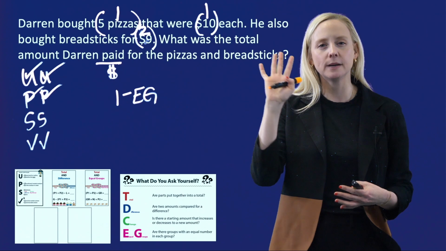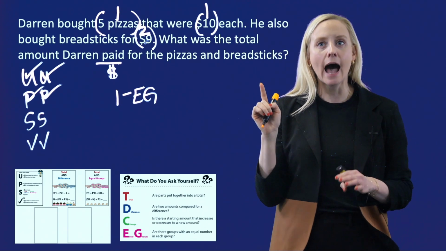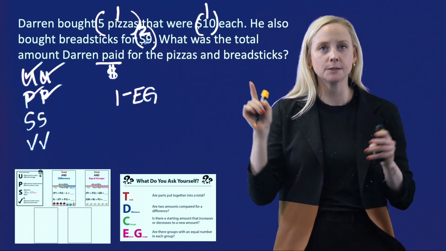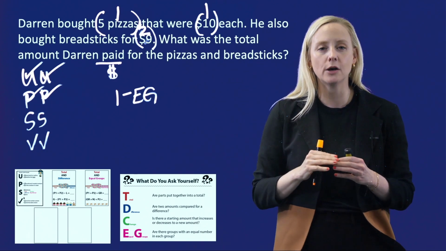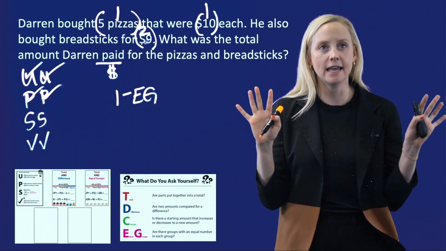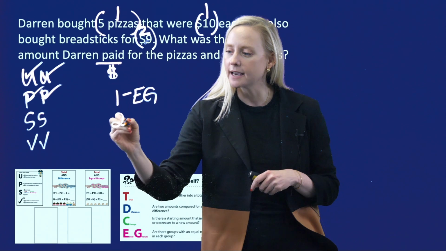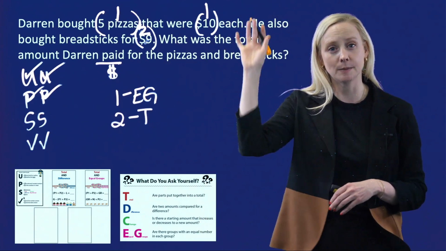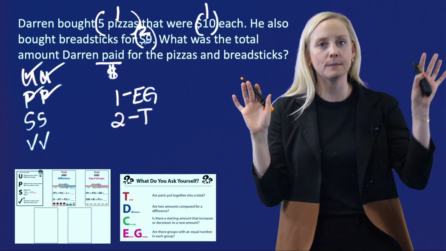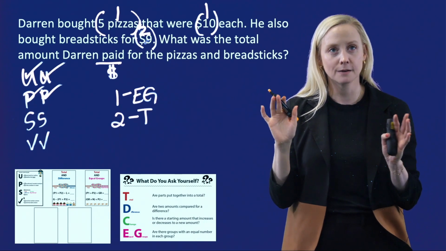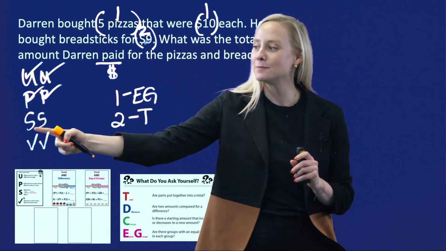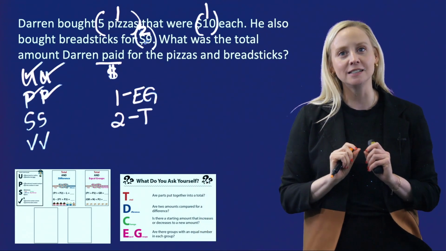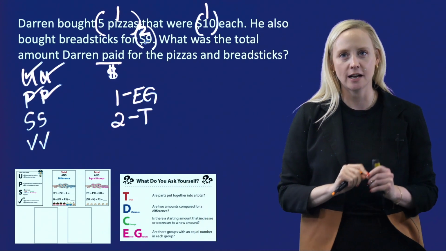After I know how much money Darren spent on pizzas, I have to combine that with breadsticks because it says what was the total amount Darren paid for pizza and breadsticks. So I know my second schema is going to be total because I'm combining the amount of money Darren spent on pizza with the amount of money Darren spent on breadsticks. I'm not quite finished though. I now need to figure out which schema equation I'm using.